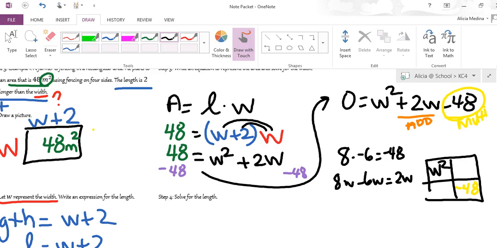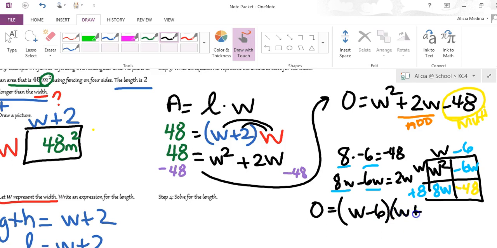So those two numbers are what I place on the side of my Punnett square box. These numbers right here are going to be a positive 8W and a negative 6W. So I'm going to have a negative 6 and a positive 8. This is just our W times our W. So 0 is going to equal W minus 6 times W plus 8. I still have to solve each of these, setting each of them equal to 0. So W would equal a positive 6 and W would equal a negative 8.